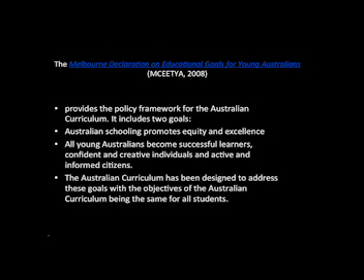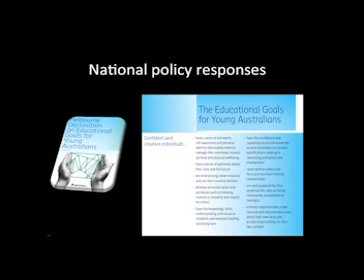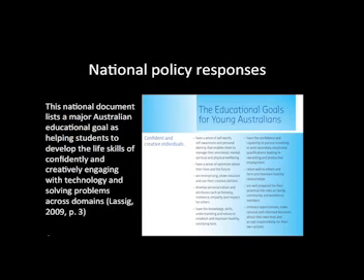At the core of everything that we do is the Melbourne Declaration on Educational Goals for Young Australians. And I'm sure that you're aware of that document. If you're not, then it's a really good idea to just Google that, and you'll see that there are some core principles that underpin all of Australian schooling. And so a national policy response to this notion of inclusion is evident in this particular document. So it's a national document.